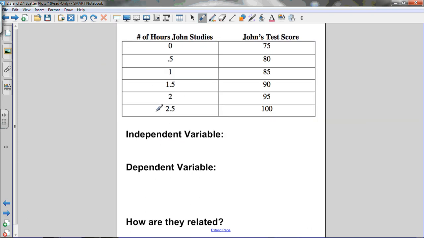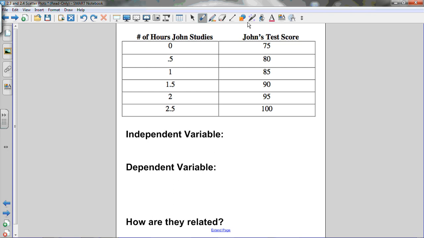Now let's look at this. I've got a table of data here. In this column, I have the number of hours John studies for, and in this column, I have John's test score. The first thing I want to do is determine which one of these variables is the independent variable and which one is the dependent variable. So I'm going to ask myself that same question again. Does the number of hours John studies for depend on his test score? Or does his test score depend on the number of hours he studies for?